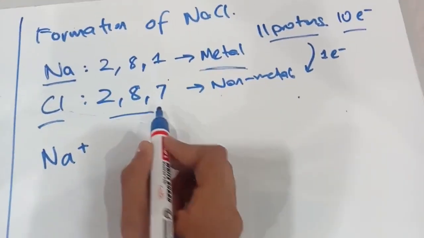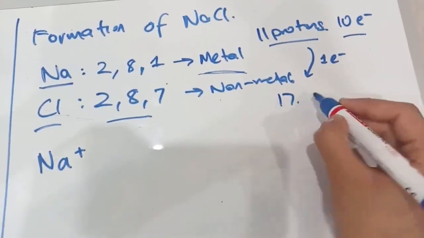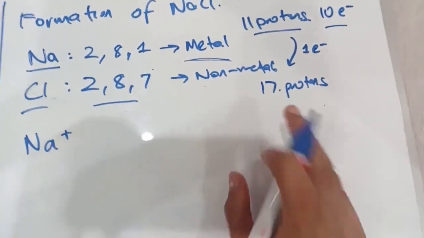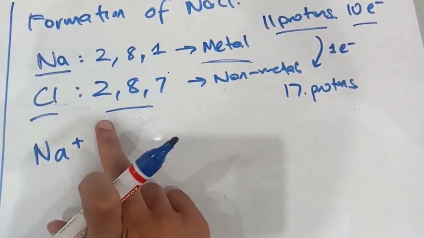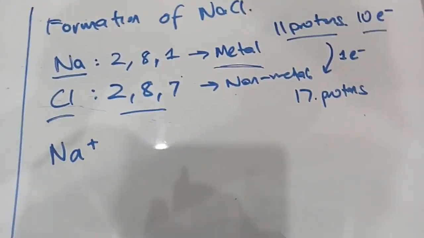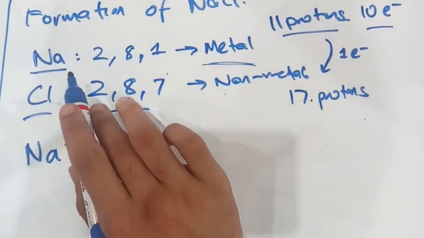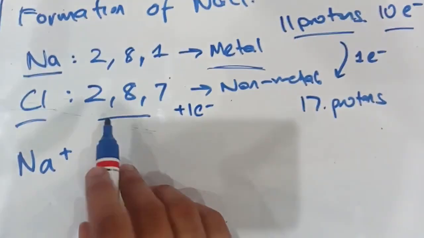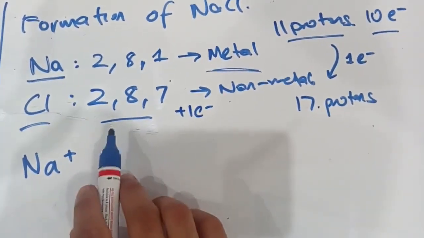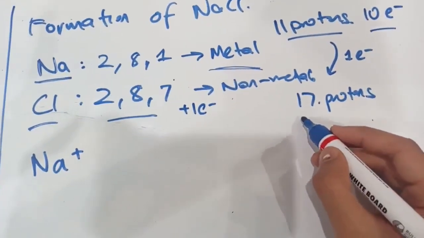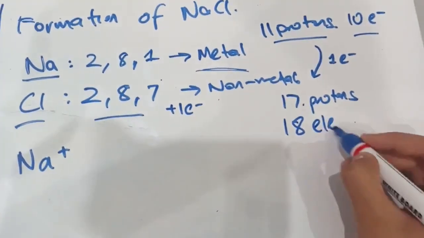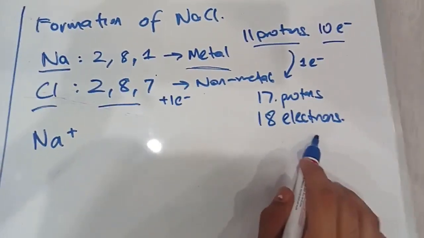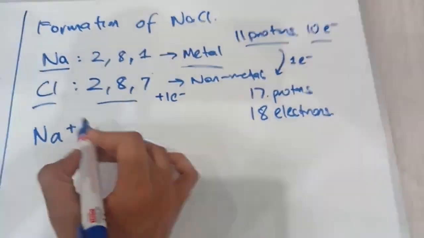Let's look at the case of chlorine. Chlorine has 17 protons. If you check its atomic number, it's 17, so it has 17 protons, and it also has 17 electrons. But this 1 electron that sodium gives to chlorine makes it have plus 1 electron. So 2 plus 8 plus 7 plus 1. How many? That's going to be 18 electrons for chlorine. And since there's a greater negative charge, chlorine is going to be negatively charged.